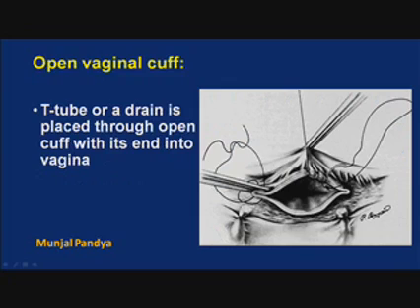In some cases, the vaginal cuff needs to be kept open. In cases where drainage of the pelvic cavity through the vagina is desired, such as surgical intervention for active pelvic inflammatory disease unresponsive to antibiotic therapy, the vaginal walls are sutured inside out through full thickness interlocking. A T-tube or drain can be placed through the open cuff with its end into the vagina. To maintain it in a retroperitoneal position, anterior and posterior peritoneum are sutured.